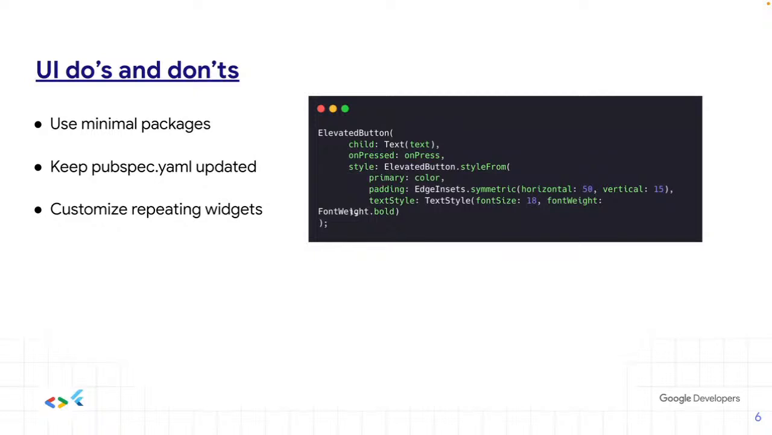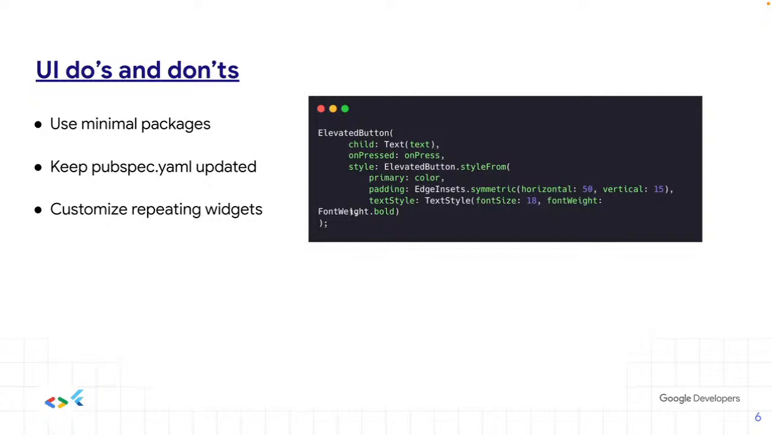The last one, the third one, is my personal favorite. It's called customized repeating widgets. So here I have an elevated button code. Now, let's say buttons are very common in an application, right? So let's say I'm using this elevated button in multiple places in the application, like 10 to 15 places. So I have to copy paste the same code again and again, in 10, 15 places. And let's say I want to change the text style.